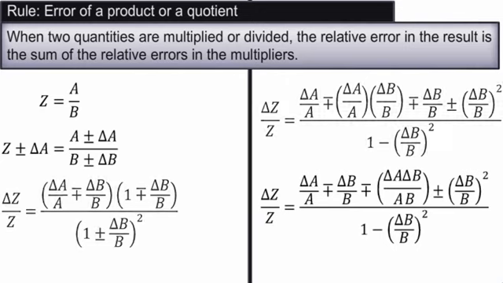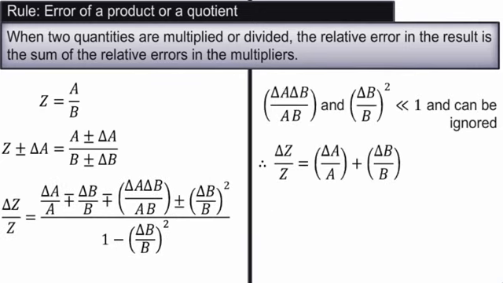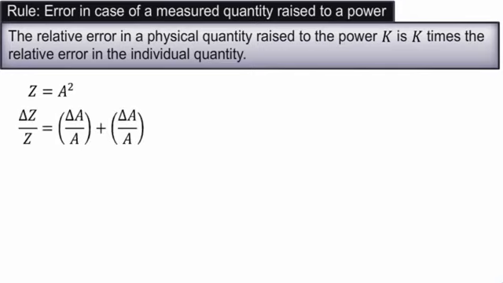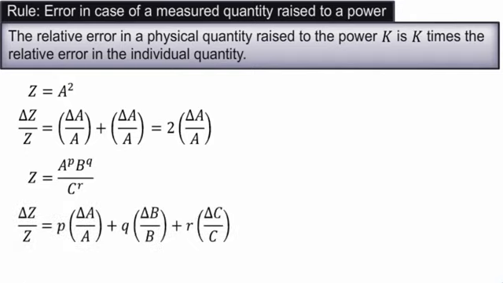The relative error in a physical quantity raised to the power k is k times the relative error in the individual quantity. If Z = A², then ΔZ/Z = ΔA/A + ΔA/A = 2ΔA/A. Hence, the relative error in A² is twice the error in A. In general, if Z = A^p B^q / C^r, then ΔZ/Z = pΔA/A + qΔB/B + rΔC/C.